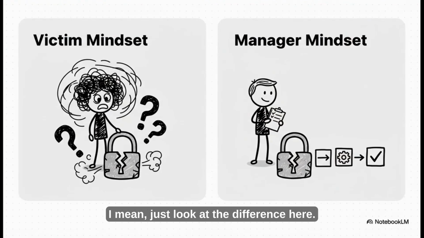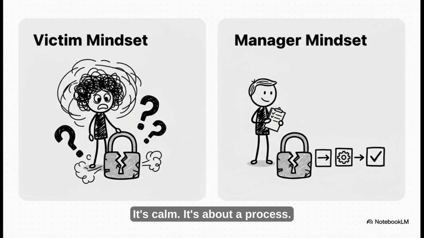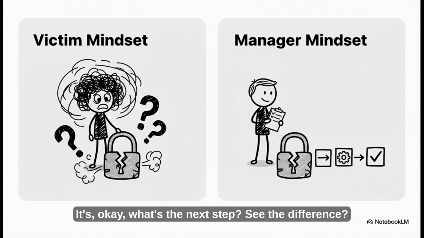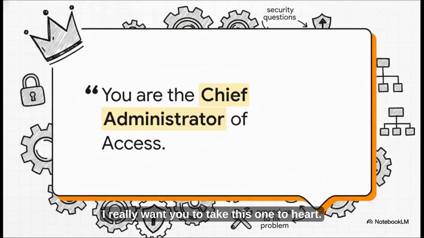I mean, just look at the difference here. On one side, you've got that victim mindset. It's all about panic. The first question is, what did I do wrong? It feels like a total catastrophe. But then look at the other side, the manager mindset. It's calm. It's about a process. The question isn't, what did I do wrong? It's, okay, what's the next step? See the difference? One is a disaster, the other is just a simple maintenance task. This little change in perspective is everything. I really want you to take this one to heart.